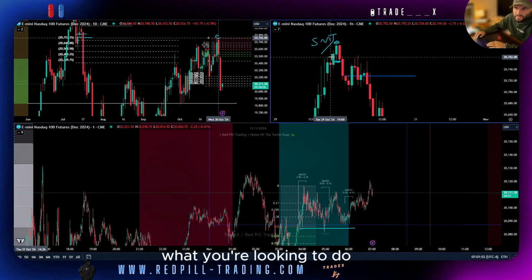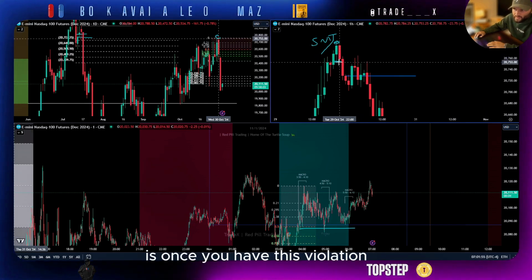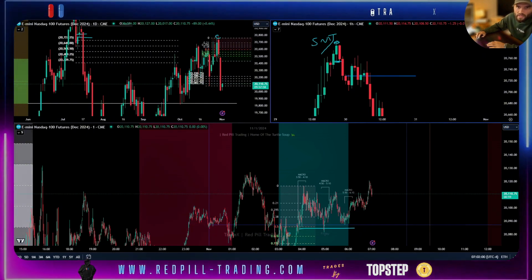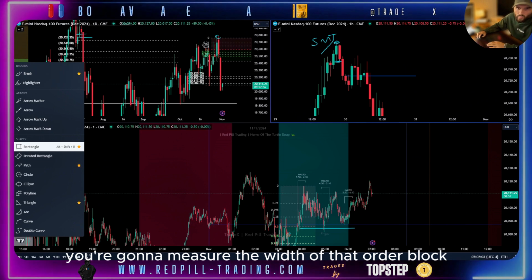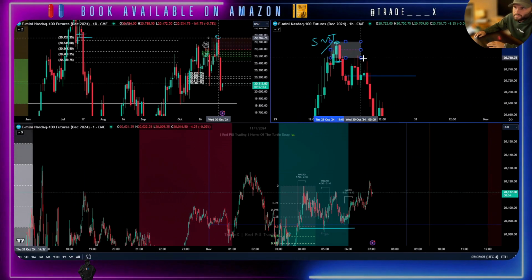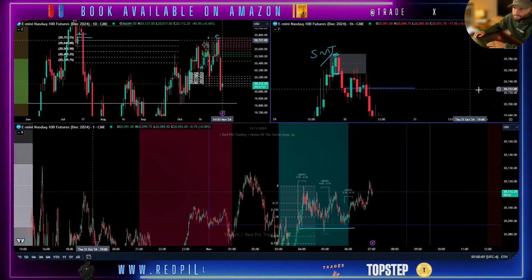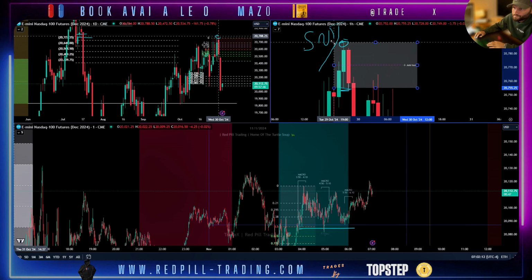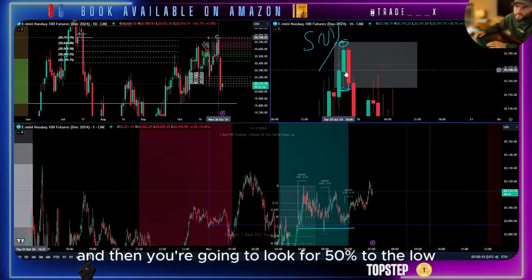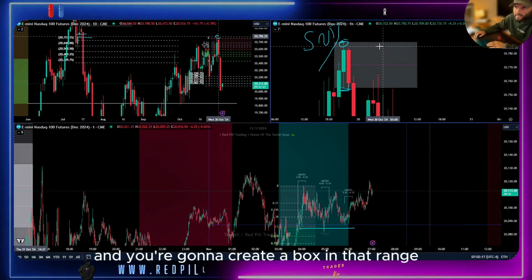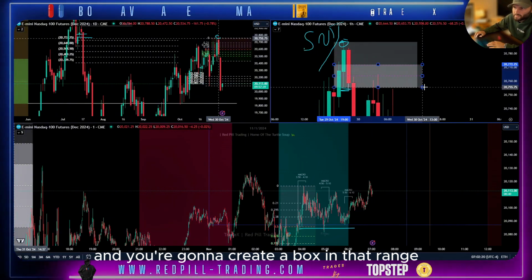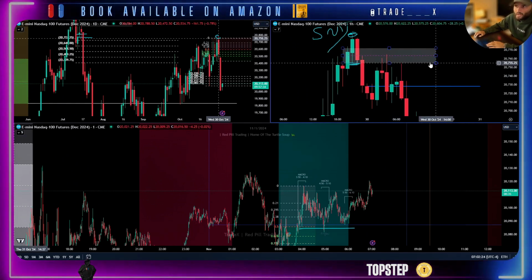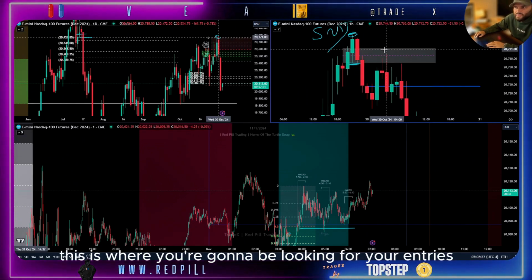Okay, what you're looking to do is, once you have this violation, so once price has a change in the state of delivery, you're going to measure the width of that order block. And then you're going to look for 50% to the low, and you're going to create a box in that range between 50% and the low. This is where you're going to be looking for your entries.